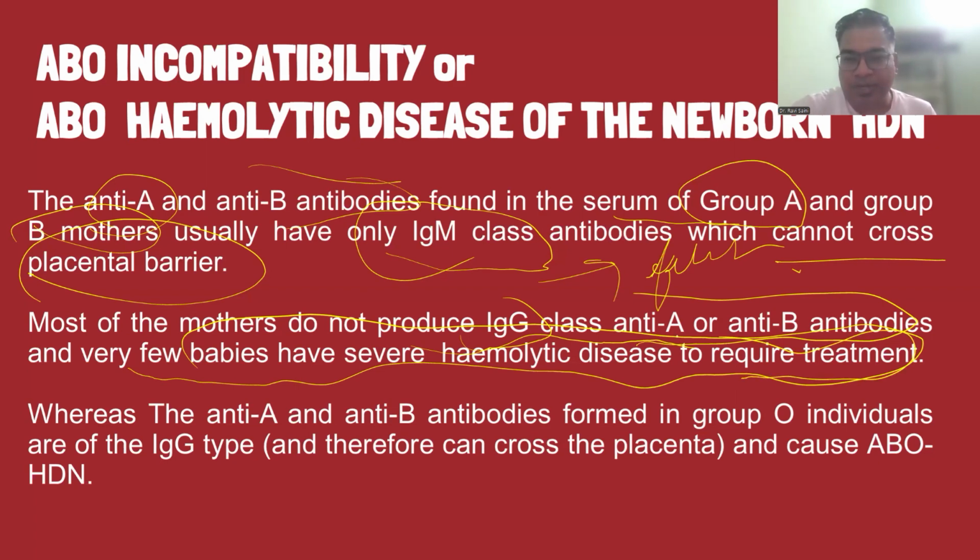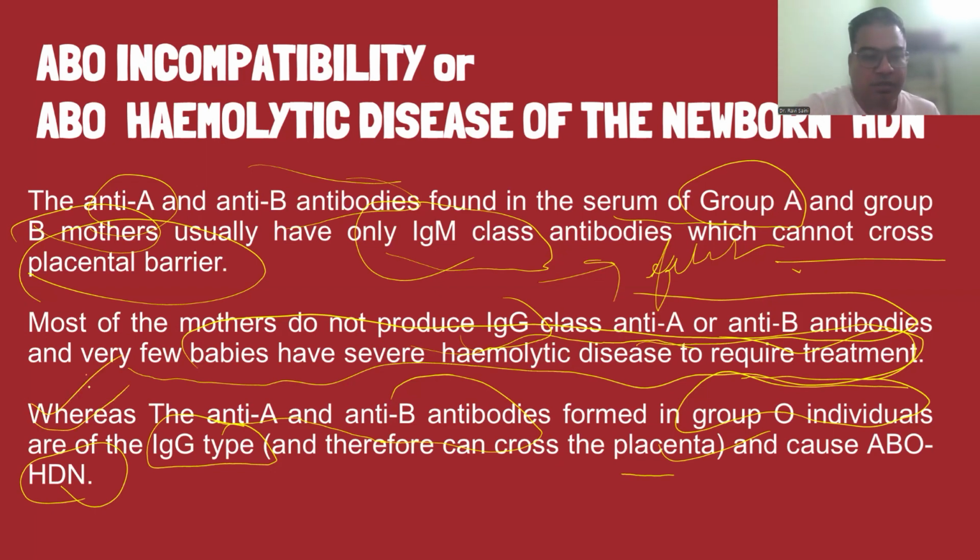or they do not produce any kind of severe effect in babies which will require any kind of treatment. But there is a specific condition: if the mother has O blood group, then these anti-A and anti-B antibodies of IgG class can cross the placental barrier and cause ABO hemolytic disease of the newborn. Only this condition is specifically fatal for the fetal blood cells or fetus.